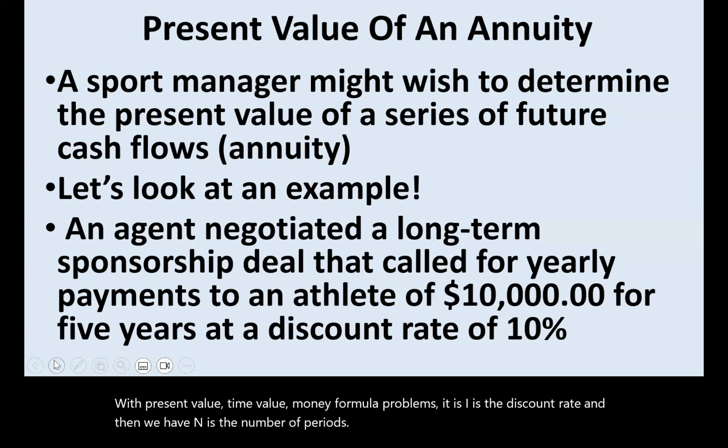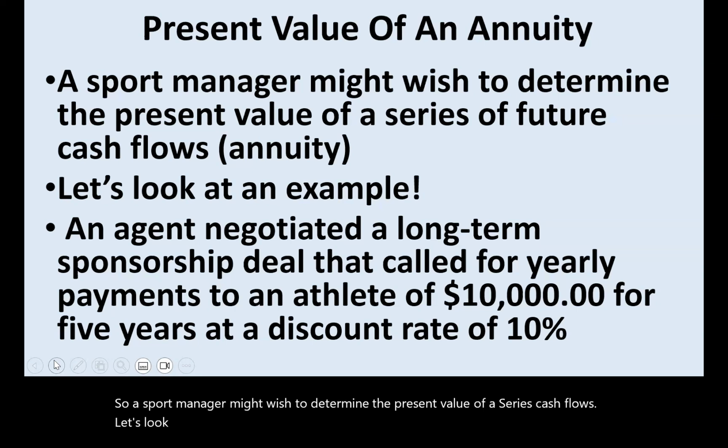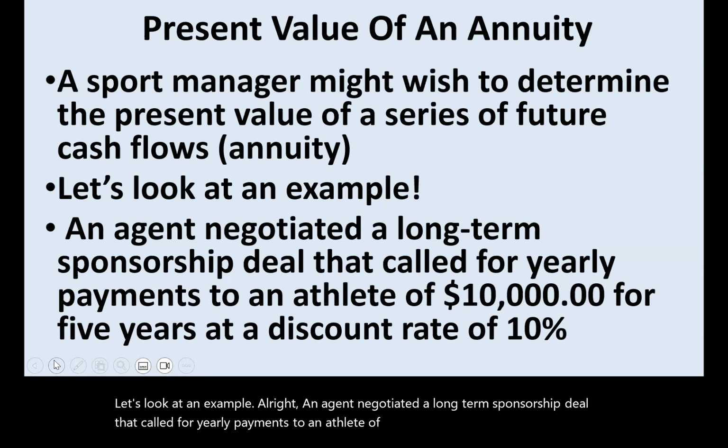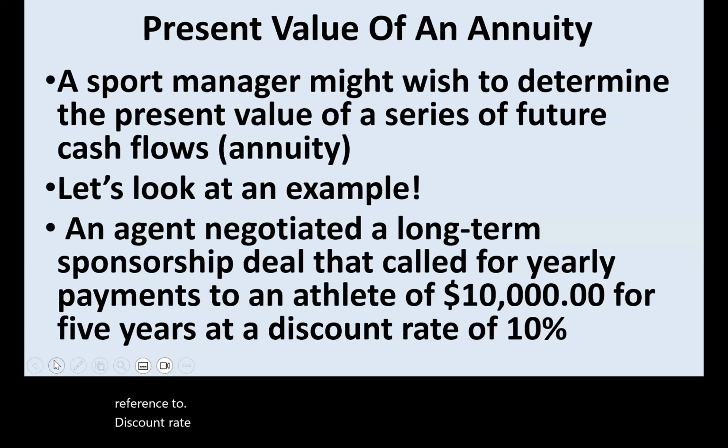So a sport manager might wish to determine the present value of a series of cash flows. Let's look at an example. An agent negotiated a long-term sponsorship deal that called for yearly payments to an athlete of $10,000 for 5 years at a discount rate of 10%. We know this is an annuity because it's a series of equal periodic payments over a specified period of time. We know it's a present value of an annuity because of the reference to a discount rate. So it's very important that we pick up on the vocabulary that is used in these problems.